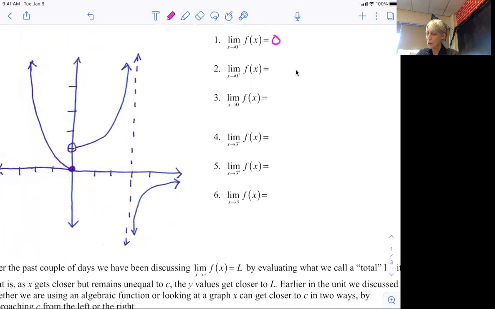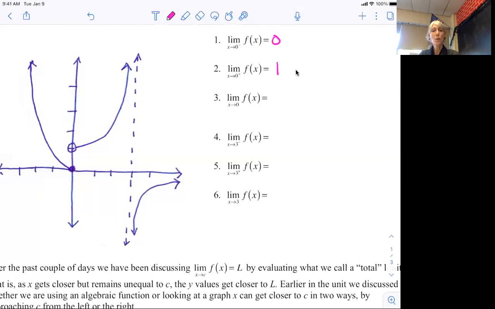As x approaches 0 from the left, my y values are getting closer to 0. The limit as x approaches 0 from the right. Now if I start out to the right, as I plug in numbers that get closer to 0, my y values are getting closer to 1. Remember, I don't care what I get when I plug in 0. I only care what I get when I plug in numbers that get close to 0.